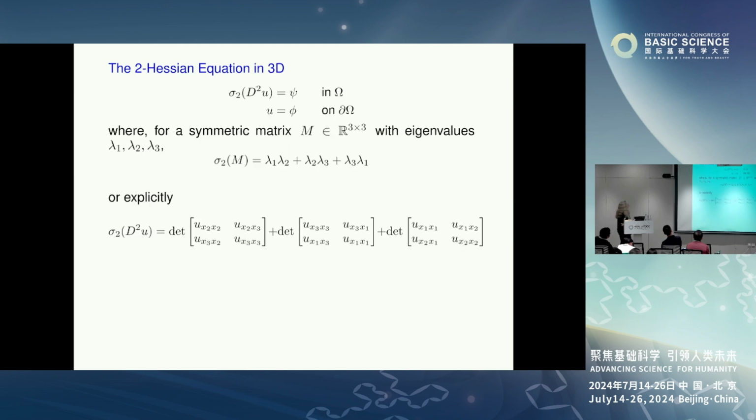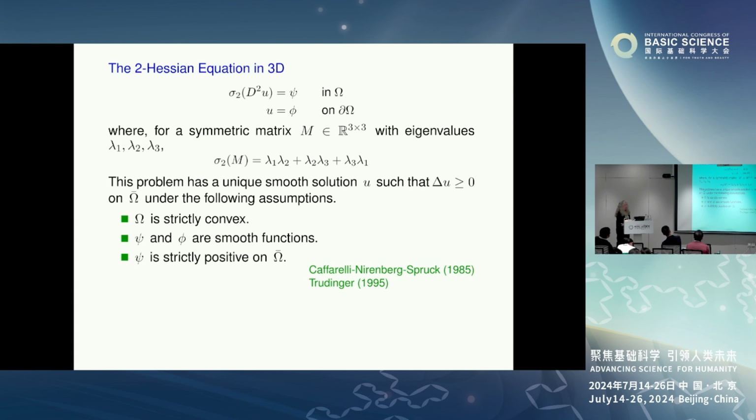This is the two Hessian equation in 3D. This problem has a unique smooth solution U, so the Laplacian of U is greater than or equal to 0 on the closure of omega under these three assumptions. First of all, our domain is strictly convex. Psi and phi are smooth functions, and psi is strictly positive on the closure of omega.